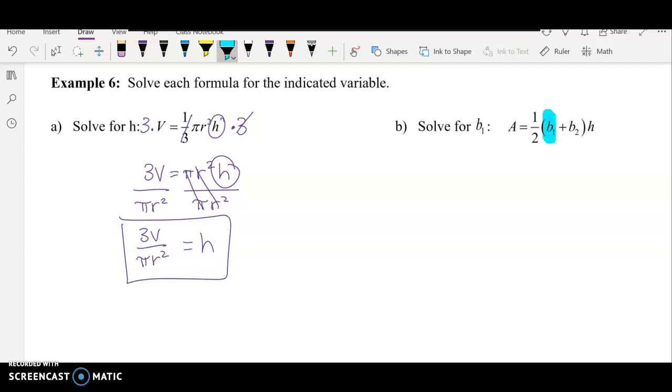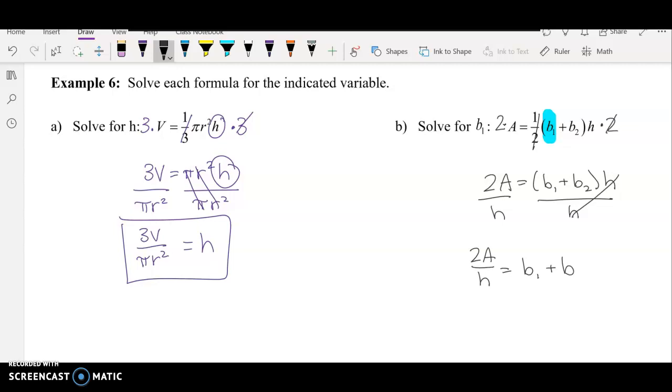The next one, we have this b1 there. There are many different ways you can solve this. So you can distribute, you can multiply and get rid of fractions. So the way I'm going to do it right now is I'm going to get rid of this 1/2 first and multiply both sides by 2. So the 2 and the 1/2 cancel out. I get 2a equals b1 plus b2 times h. Now you can either distribute the h to everything, or you can go ahead and divide both sides by h. And so you get 2a over h equals b1 plus b2.